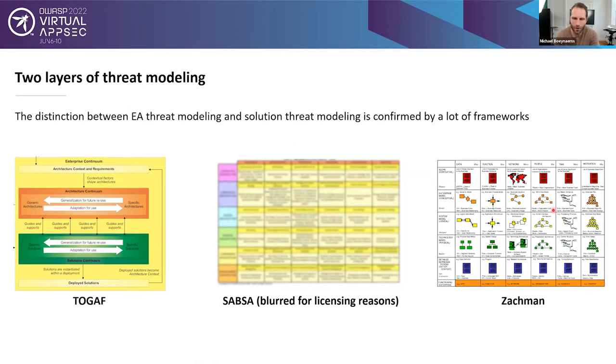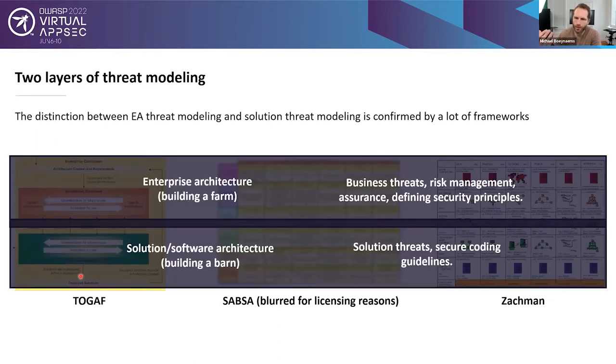And in fact, the SABSA matrix is very similar to the Zachman matrix. But on the left, we have TOGAF, where we have an architecture continuum and a solutions continuum. This is not a talk about TOGAF. If you don't know it, it's not that much of a problem. But what we see is that all of these frameworks, TOGAF, SABSA, Zachman, they make a difference between the higher layer architectures and the more solution-focused architecture.